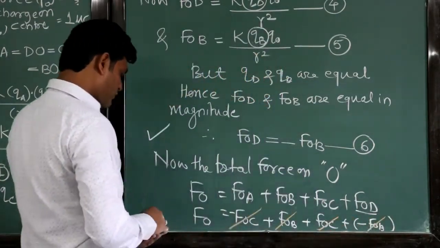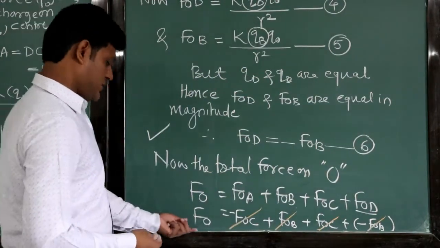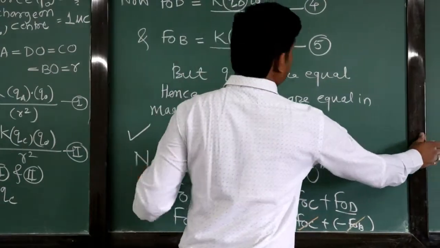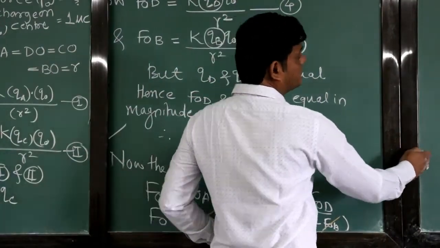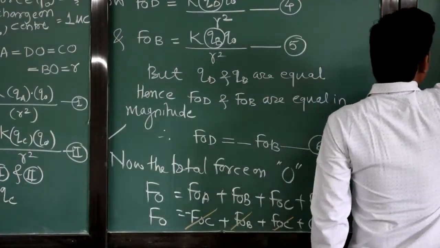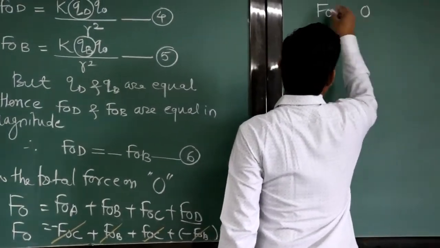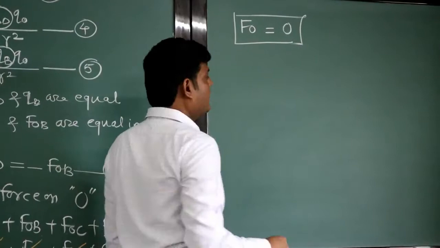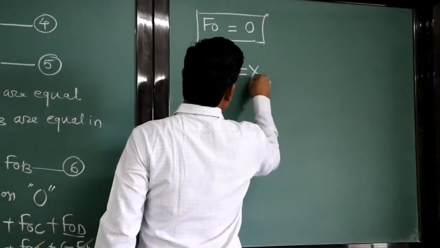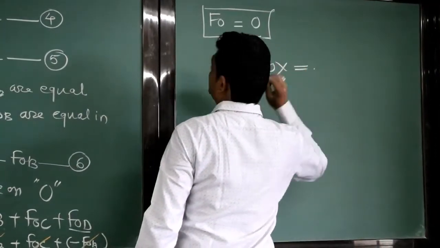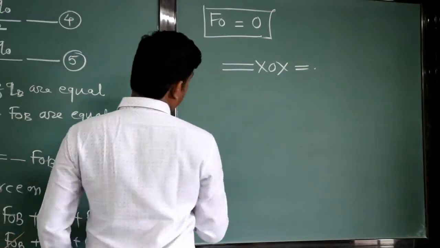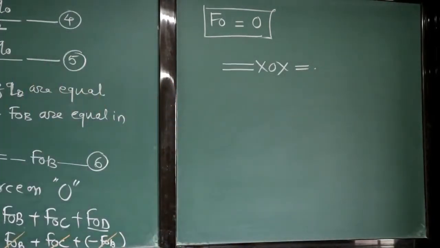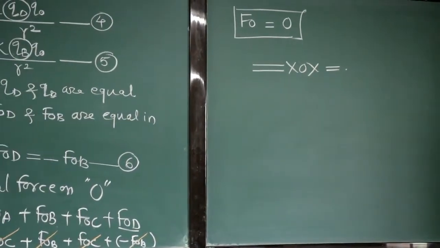So the resultant force acting on O becomes 0. The addition becomes 0. So here FO equal to 0. The resultant force acting on the central part becomes 0. Here is the end of your numerical. You just take the screenshot and we will move towards the next example, example number 1.7.